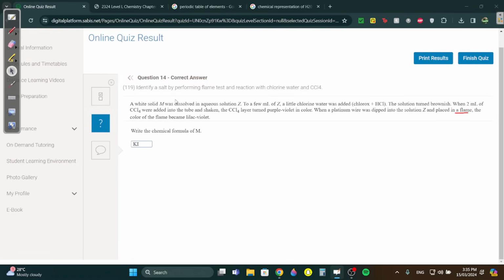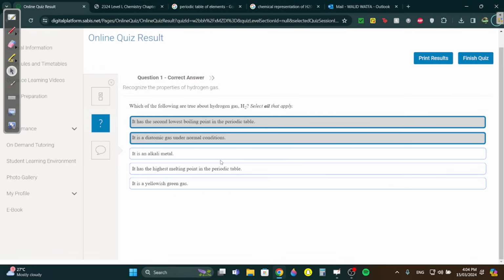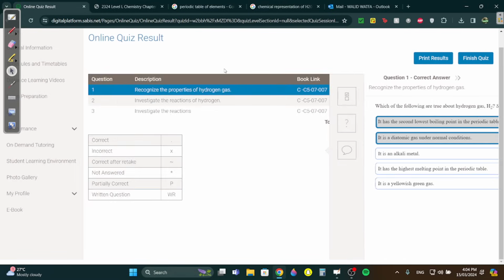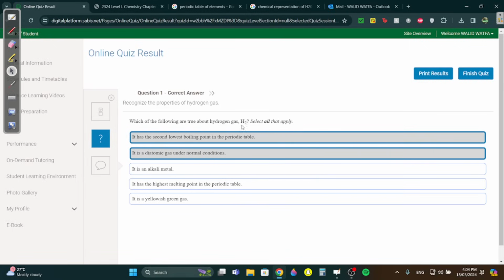That's it for 7.6. Now 7.7. Okay, it's three questions. It's very easy. It's all about the properties of hydrogen. Okay, the first one, what's true about hydrogen? It has the second lowest boiling point and is diatomic. Is it an alkali? Obviously no. Does it have the highest melting point? Obviously no. Is it yellow-green? No. That's chlorine. Question one, easy.